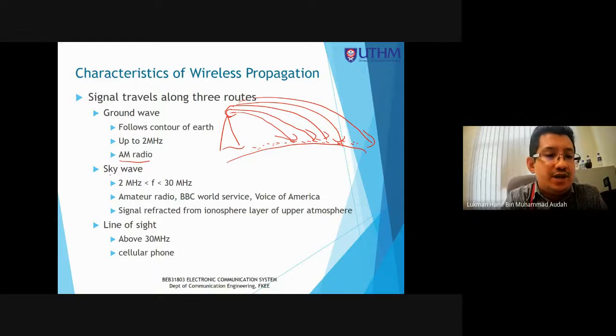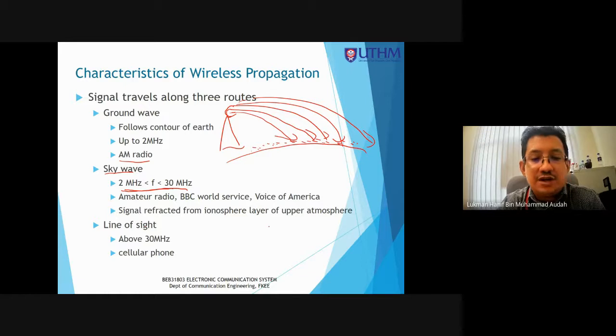Okay, and then we have a sky wave. So this is for frequency 2 megahertz until 30 megahertz. Frekuensi daripada 2 mega sampai 30 mega. For example, like amateur radio, BBC World Service, Voice of America. So you see that this is for the long distance transmission.